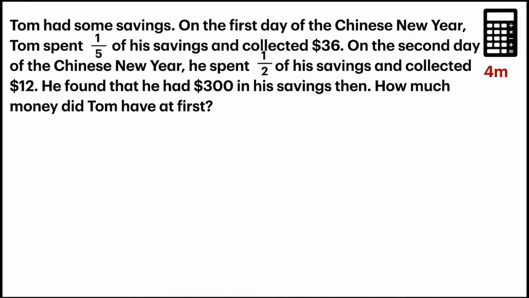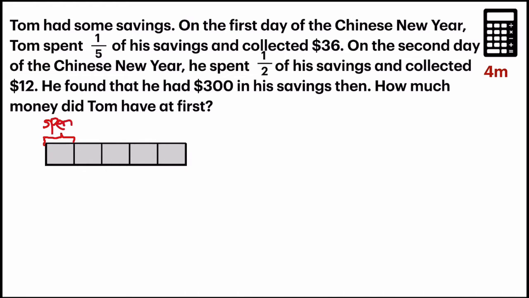Tom had some savings. On the first day of the Chinese New Year, Tom spent 1/5 of his savings and collected $36. So this entire chunk refers to his savings, and he spent 1/5 of it. So right now, I'm just going to draw on top of this 1/5 portion and take it as spent. And since he collected $36, I'm going to draw a small box here to show the $36 that he had collected, and put a positive to show that money coming in.